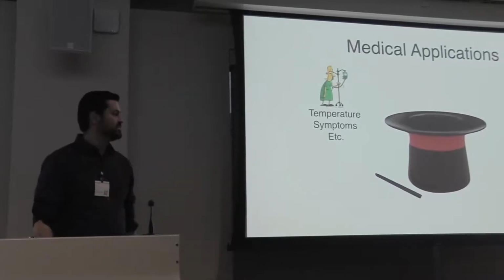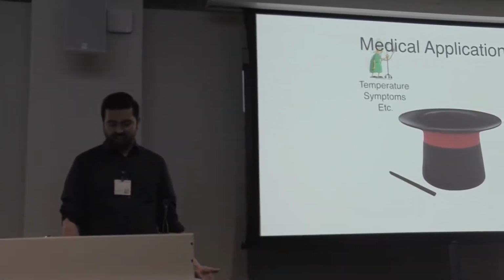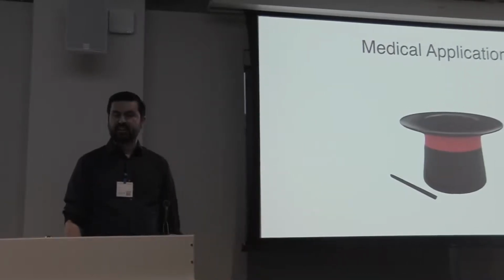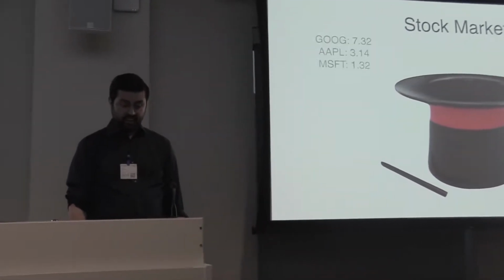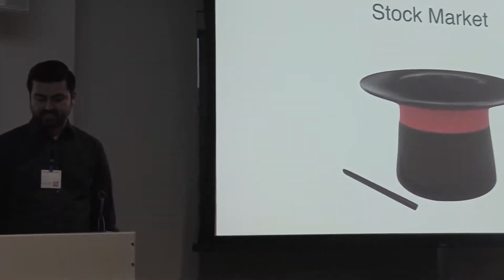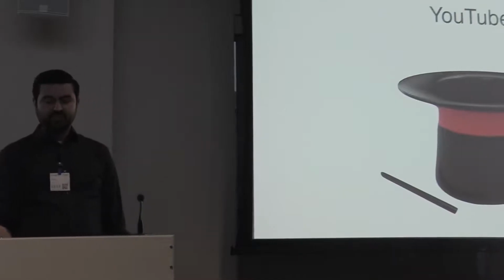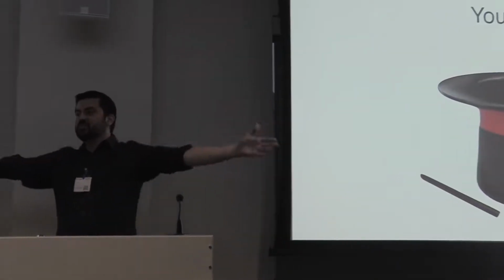Medical applications that you suggested: you put in the temperature, the symptoms and everything, and it tells you if the patient is sick or healthy. Stock market: you put in a bunch of values for stock prices, etc., and it'll tell you I should probably buy Google or something. What we did in YouTube, we put in a vector with huge information: the age, the location, a bunch of things.